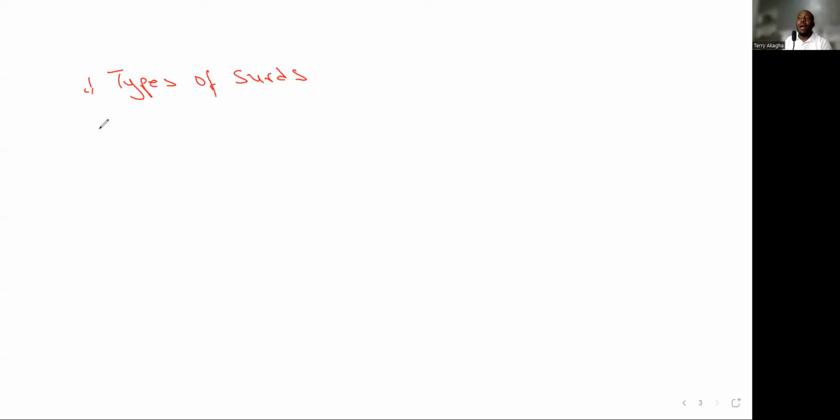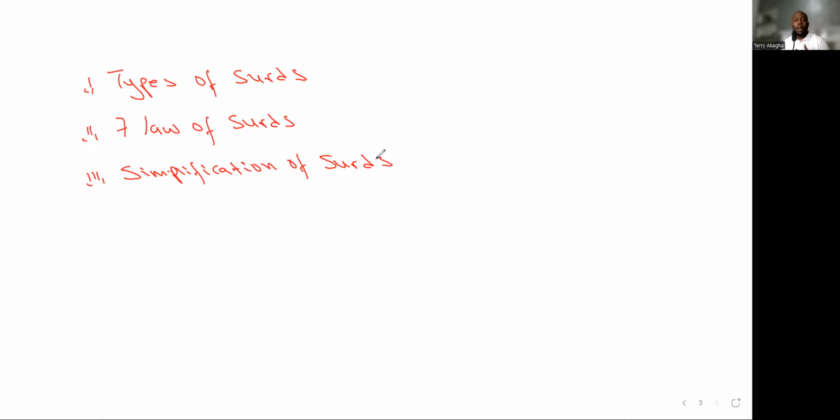Then after that, I'm going to introduce you to the 7 laws of surds. And finally, we'll solve some examples and see how we can simplify surds. Those are the 3 things we're going to talk about. The first will be the types of surds. I'll talk about the different types, so that when we start solving questions, it will make more sense to you and you can know which are surds and which ones are not surds.